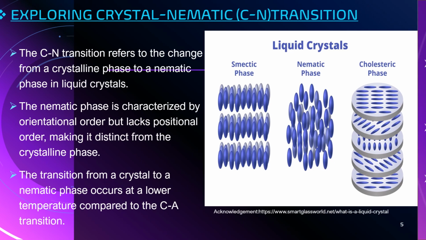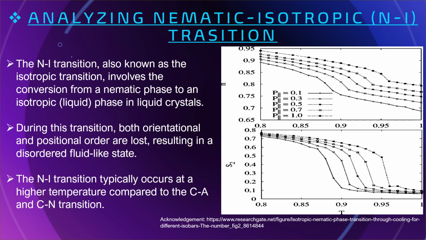Before going to the An transition, we'll discuss the Ni transition. The Ni transition, also known as isotropic transition, involves the conversion from a nematic phase to an isotropic phase in liquid crystals. During this transition, both orientational and positional order are lost, resulting in a disordered fluid-like state. The Ni transition typically occurs at a higher temperature compared to the Ca and Cn transitions.